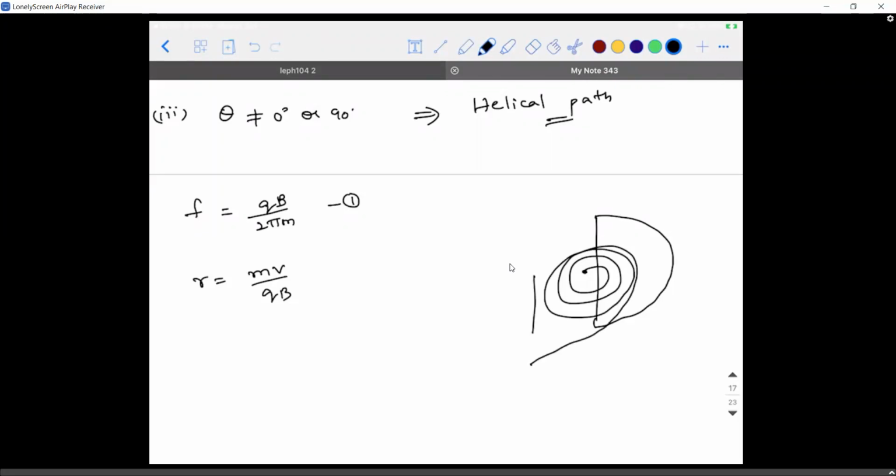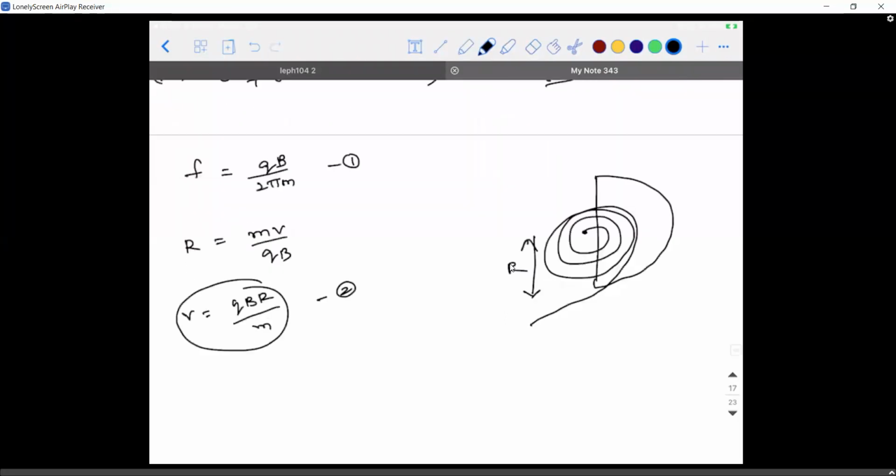So the maximum radius of the circular path is going to be capital R, where capital R is the radius of one of the Ds. So capital R is equal to mv divided by qB. So v will be equal to q into B into R divided by m. I hope this point is also clear.